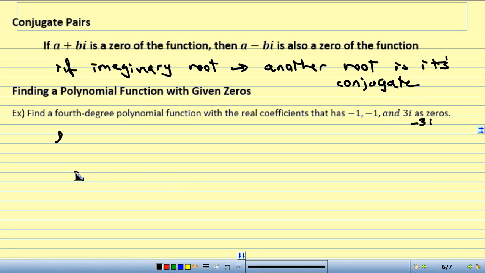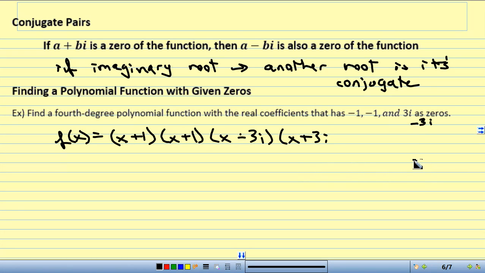So what it's saying is my function f of x is going to be (x plus 1)(x plus 1)(x minus 3i)(x plus 3i). And now I just basically need to multiply to make it into a fourth degree polynomial. So this becomes x squared plus 2x plus 1, because I multiplied it out and I have this memorized here. X plus 1, x plus 1, x squared plus 2x plus 1. Just multiply it out, do the stacking method.